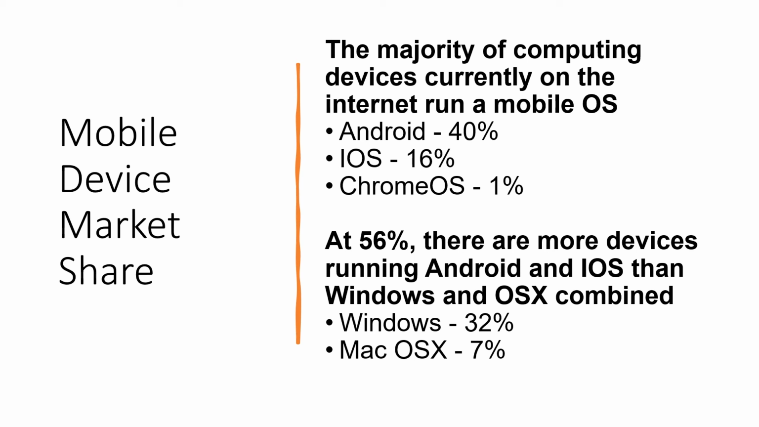At 56%, there are more devices actually running Android and iOS than Windows and OS X combined. Windows is about 32%, and the Mac operating system is about 7%.